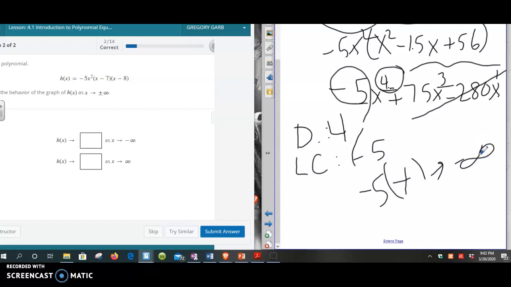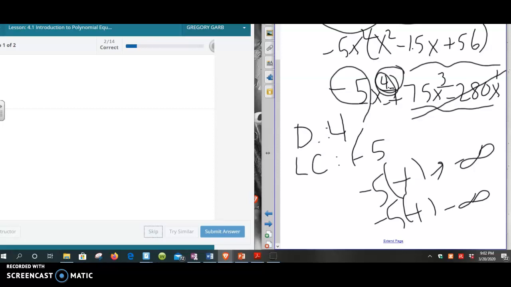And then it says x goes to infinity, same thing. As x goes to infinity, this will be positive again. Anything to the fourth power is positive, and then times a negative 5. So again, that's going to be negative infinity. And again, these terms over here are smaller compared to this. So as x gets really, really big or really, really small, it's not going to make a difference relatively. So that's how you answer that question.